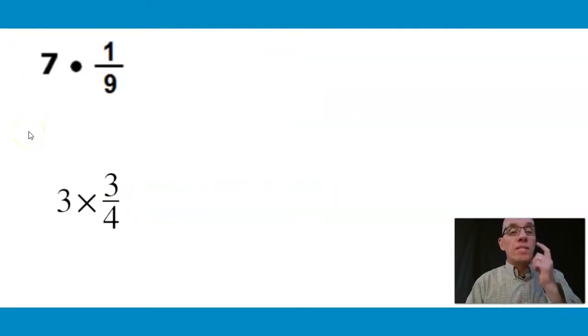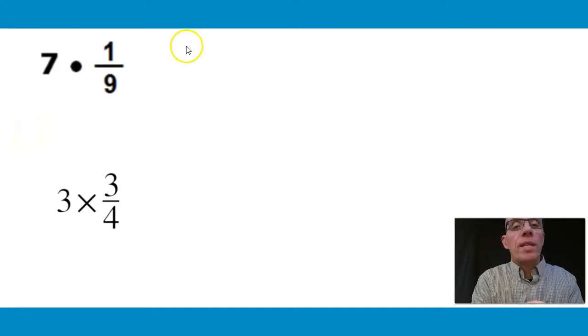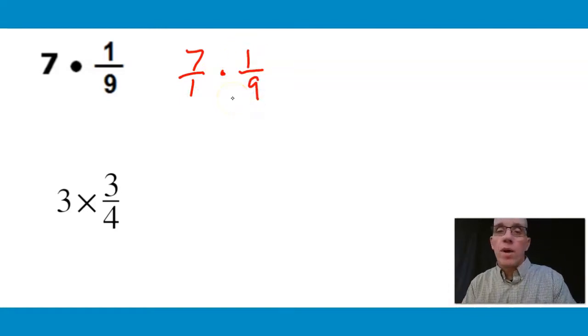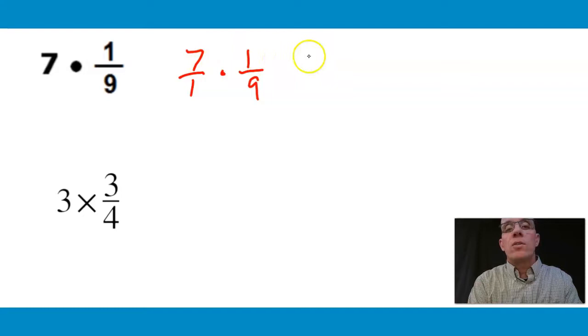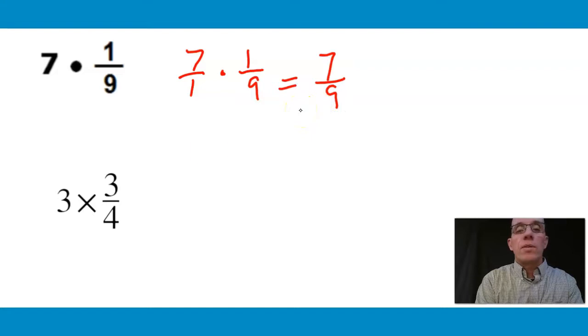So if I have 7 times 1/9, if I'm turning it into a fraction, 7 would be 7 over 1 and 1/9. So I have 7 of these ninths. Now I could write out 1/9 plus 1/9 plus 1/9 and so on, but that's long. And it's a lot easier if I just multiply my numerators. So that's 7 on top. 7 times 1 is 7. And then 1 times 9 is 9. 7/9, and I'm done. Let's look at another example.